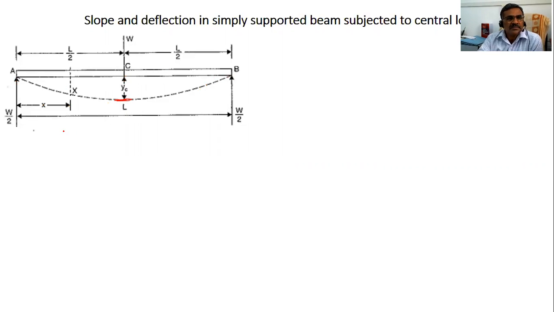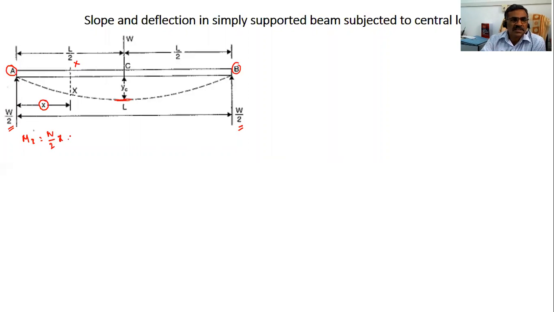Now the first step is to find the reactions at A and B. This is point A and this is point B. Since the load is acting at the center, the reaction at A is equal to W by 2 and at B also W by 2. Now you take axis XX and write the bending moment equation. The distance is X from the left support. So the bending moment Mx is equal to W by 2 into X.